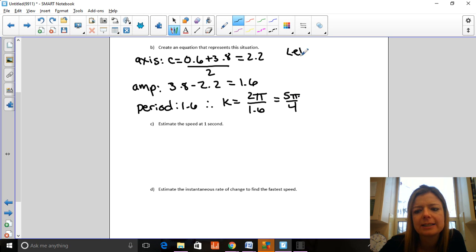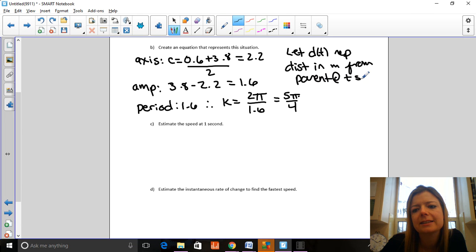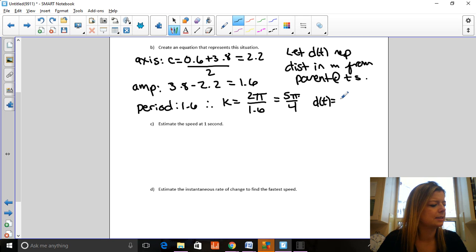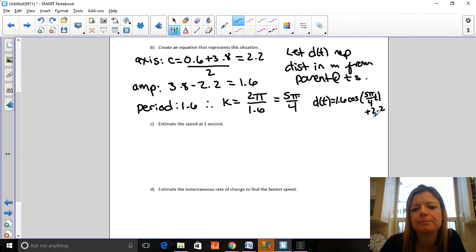So then you can say let d(t) represent distance in meters from the parent at t seconds. Okay, so your d(t) would be d(t) equals, okay, it starts at a maximum, so we just use positive cos. So we put 1.6 cos(5 pi over 4 t) plus 2.2. And that's your function. Okay?